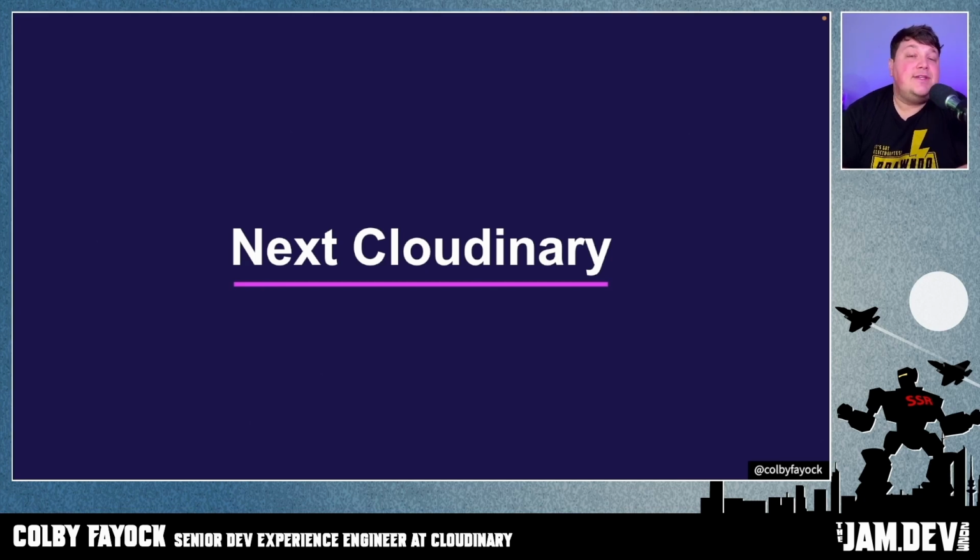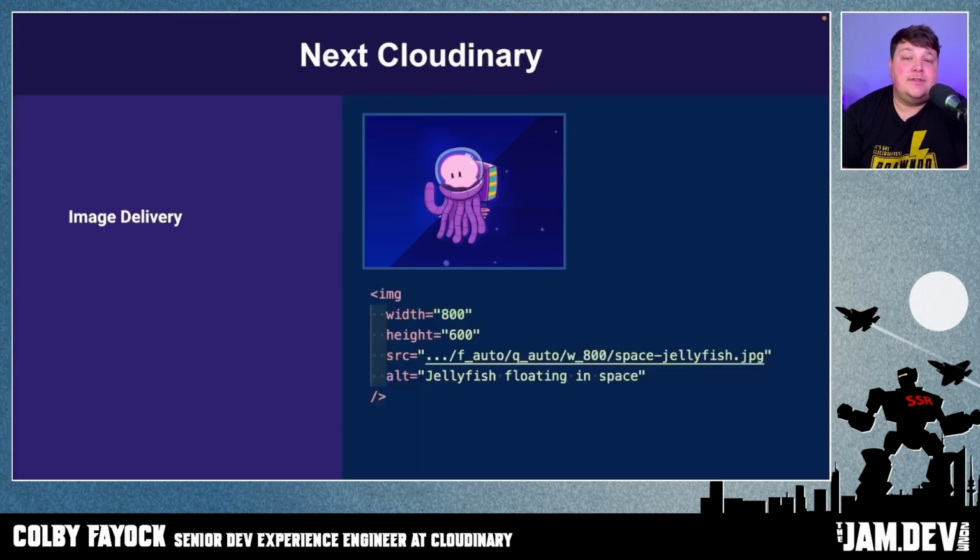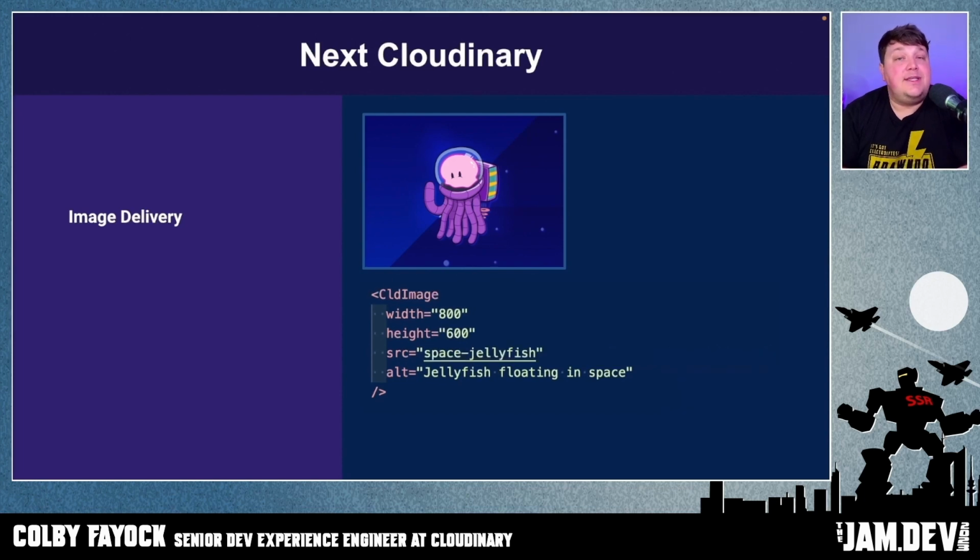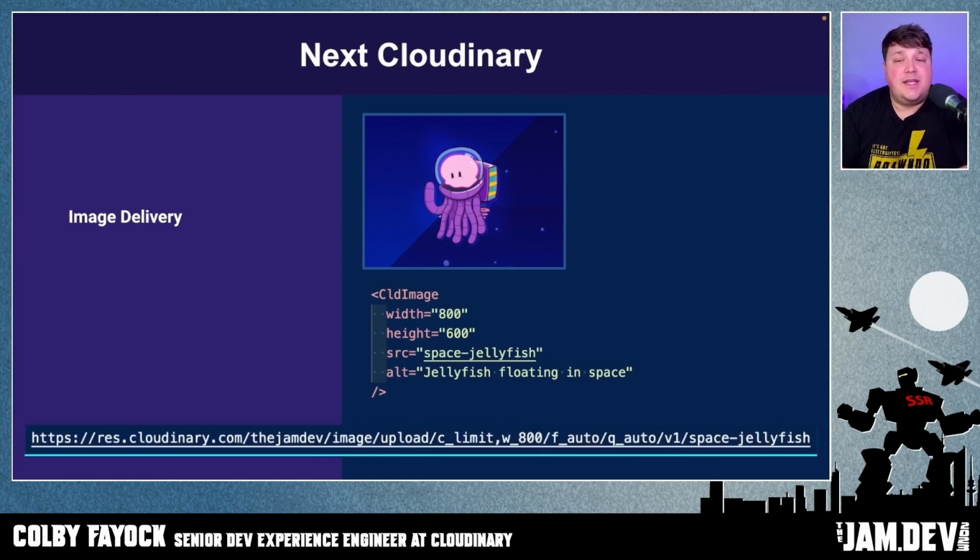For instance, we recently launched Next Cloudinary as an easy way to work with Cloudinary in the Next.js project. To start, instead of building an HTML image component or the built-in Next image component, we'll use the CLD image component, where we can pass in the width, height, and the alt, but now our source is going to be the Cloudinary image ID, which will give us an image URL that looks something like this.